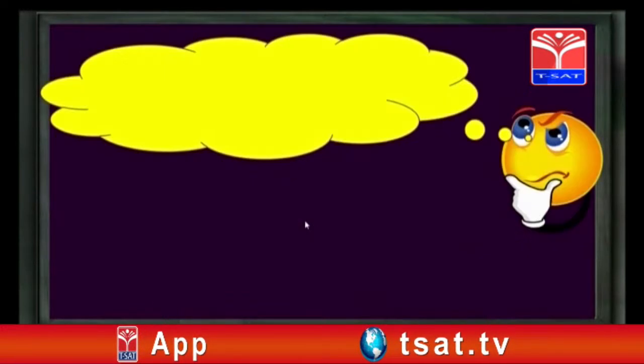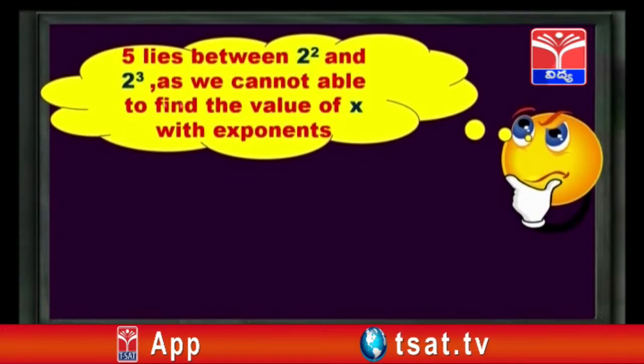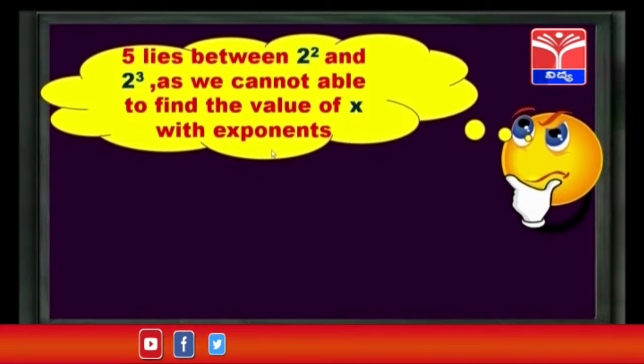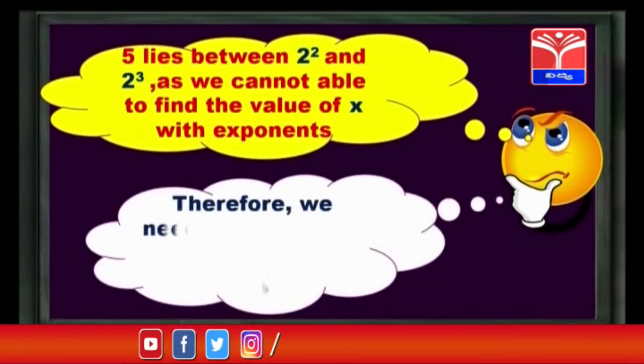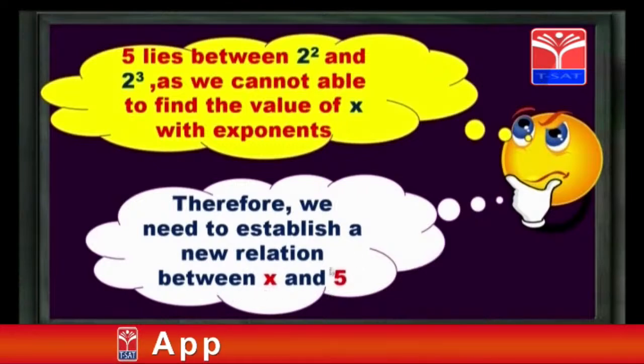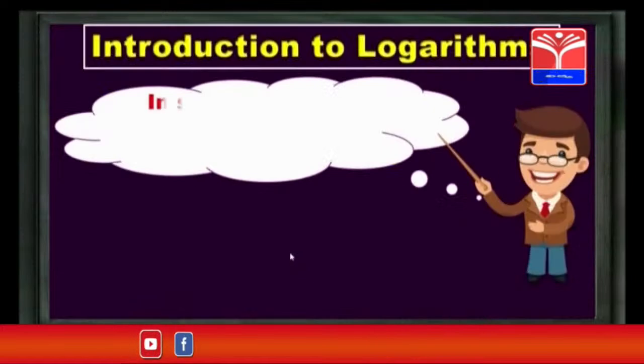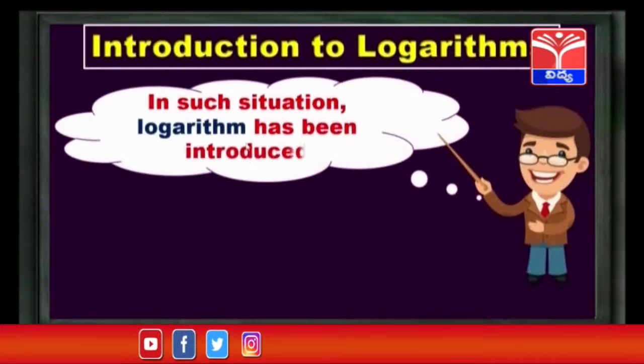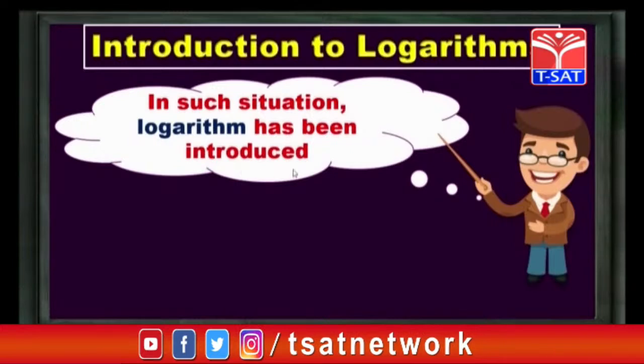So what we can say here is 5 lies between 2 square and 2 cube, as we cannot find the value of x with exponents. So we need a special relation, that is, we need to establish a new relation between x and 5. As we cannot find the value of x from 2 power x is equal to 5 in exponential form, we need a new relation. In such a situation, logarithm has been introduced.